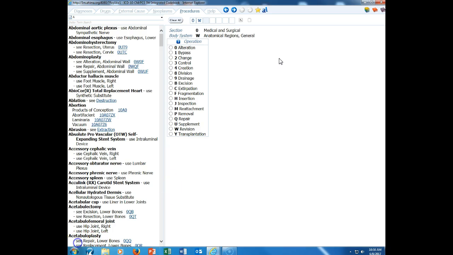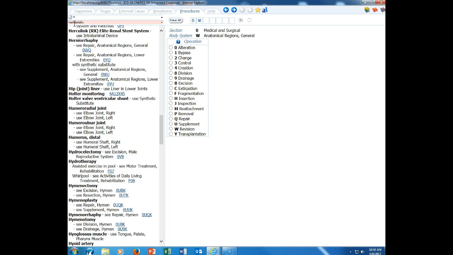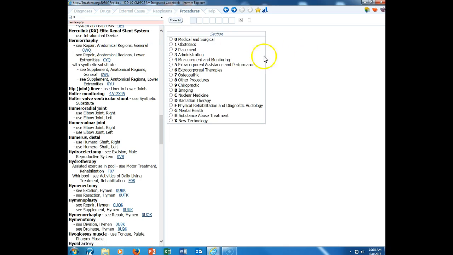Those are important. So when we're in the anatomic region general, we do have the option for these root operations, and it just depends on what we're trying to code. For instance, if I put in herniorrhaphy, you can see that these codes do go to the general anatomic region as well.